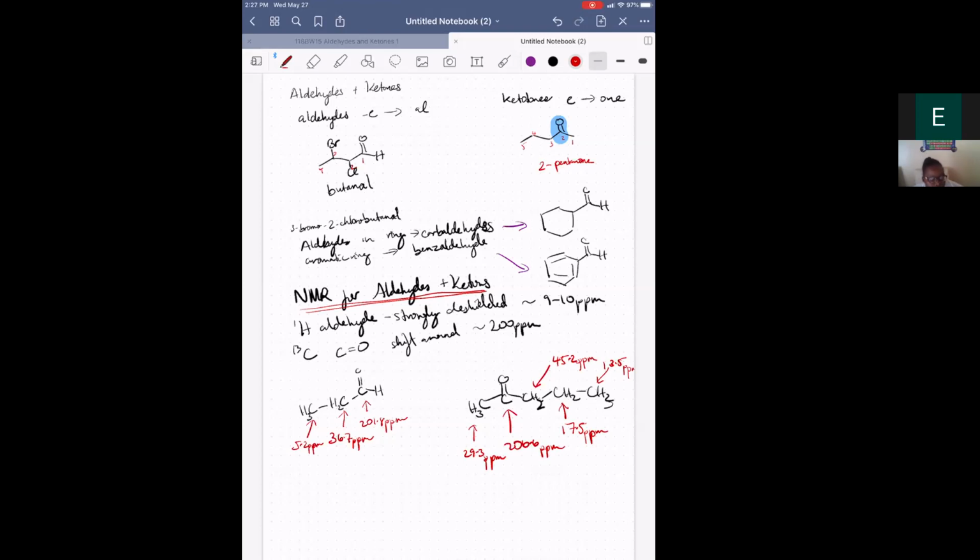All right, so the basic overview of aldehydes and ketones, right? So we can make aldehydes and ketones from alcohol. So if we oxidize an alcohol, we can make an aldehyde or a ketone.